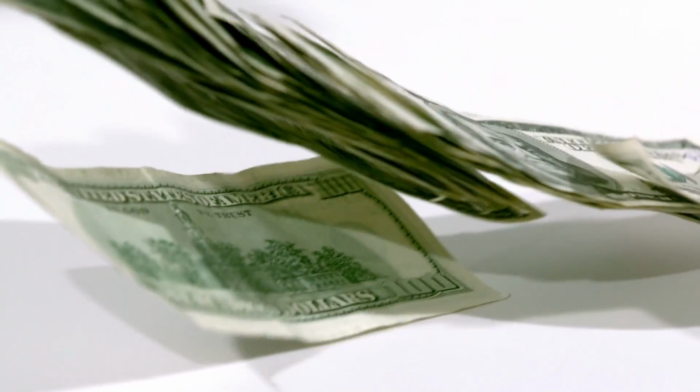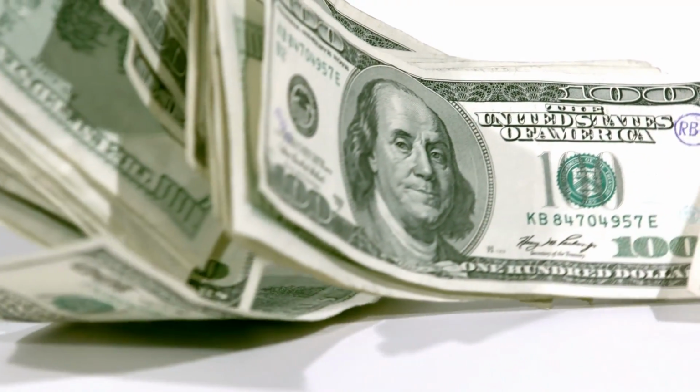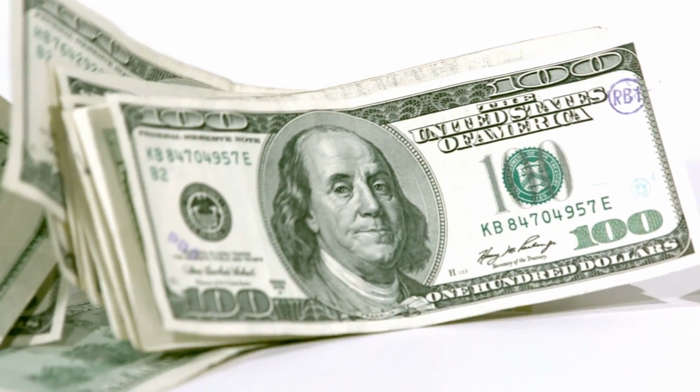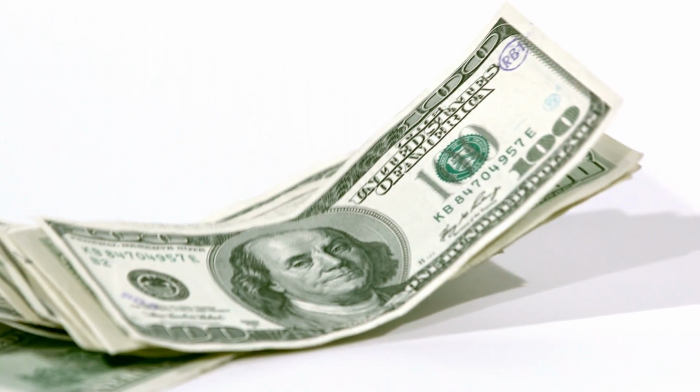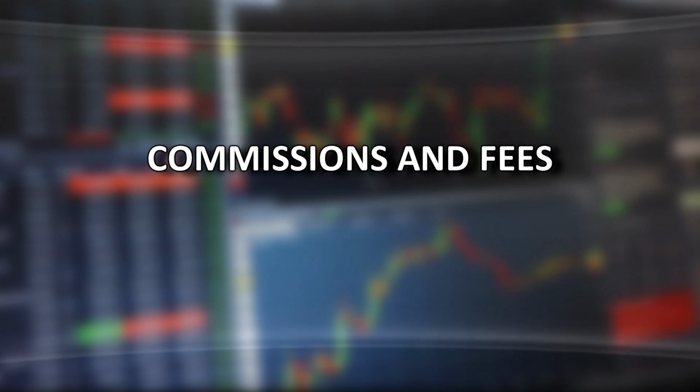Thus, it is crucial that you remember this when opening an account, and that when you decide your desired leverage, you understand the risks involved. Commissions and fees.